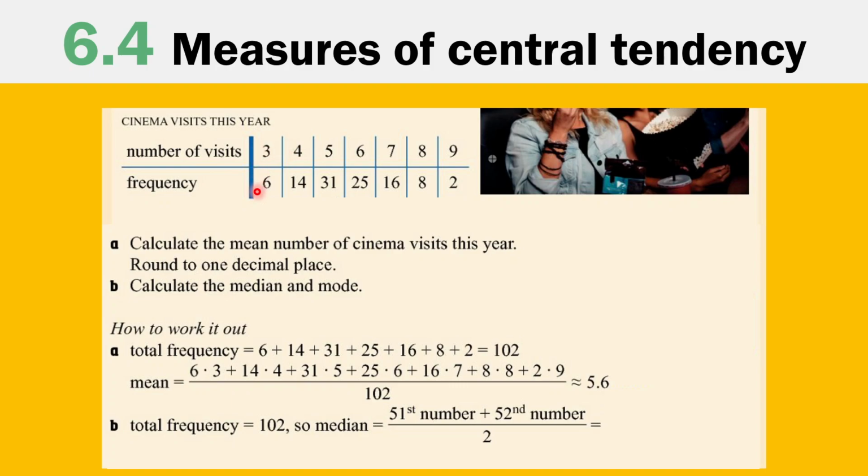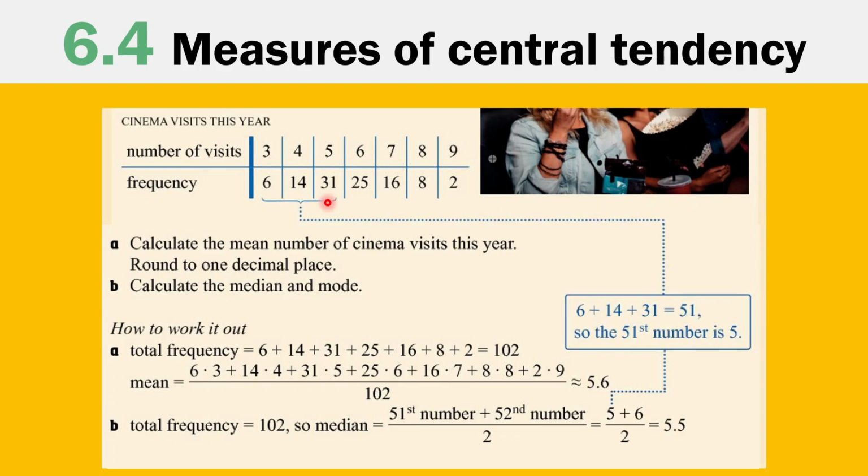Well, they are kind of in order here, right? So the first 6 are 3, then the next 14 are 4, so that's already 20. And then 31 numbers are 5. So the 51st number is 5, which means automatically the 52nd number here is 6. So 5 plus 6 divided by 2, and the median here is 5.5.